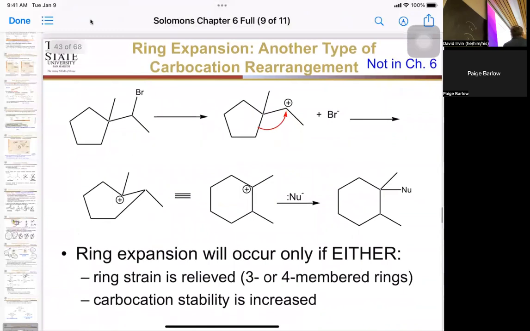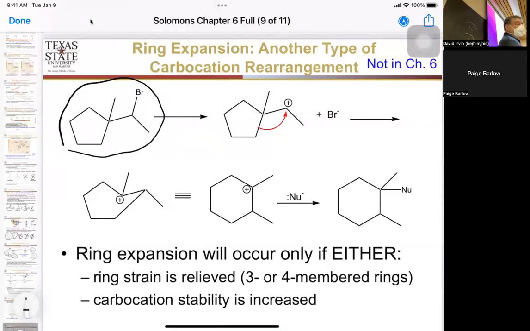The last kind of thing we can do is what we call a ring expansion. This is technically a 1,2 methyl shift with a twist. The twist is if you have ring strain, a 4 or 5 membered ring, it is going to want to eliminate the ring strain and open up. And so it's going to move the carbon that has ring strain first. So it's like a methyl shift, but it's called a ring expansion. In this case, we have a 5-membered ring. A 5-membered ring has more ring strain than a 6-membered ring. If you have a 6-membered ring, it will not rearrange. It has no ring strain.